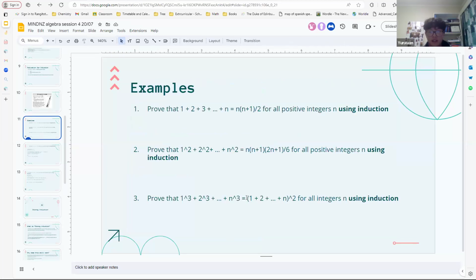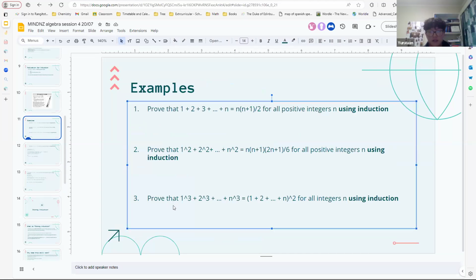And then I'll give you guys 30 seconds to do the last question: to prove the sum of consecutive cubes is the same thing as the sum of consecutive positive integers squared.